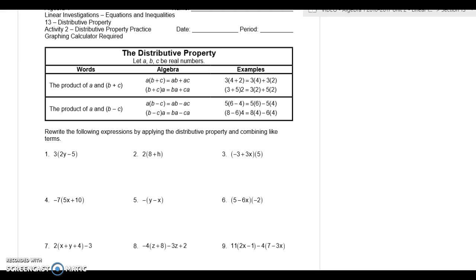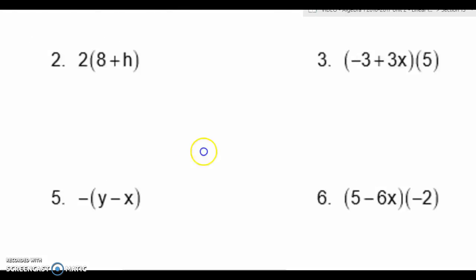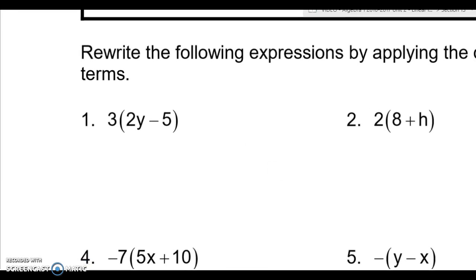So, for instance, on number 1, it says rewrite the following expressions by applying the distributive property and then combining like terms. And that's going to be one of the keys, is making sure we combine like terms correctly. So let's start with kind of a basic one here, number 1. We have 3 times the quantity 2y minus 5, which means we're going to take 3 and multiply it to each of those pieces. So when I take 3 times 2y, I get 6y, and 3 times negative 5 will give me negative 15.